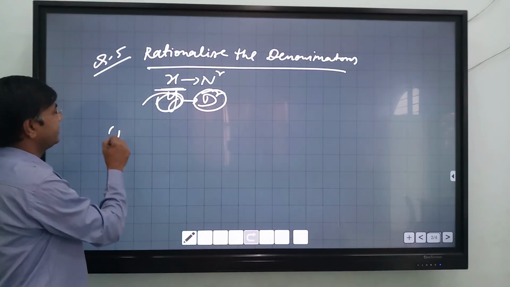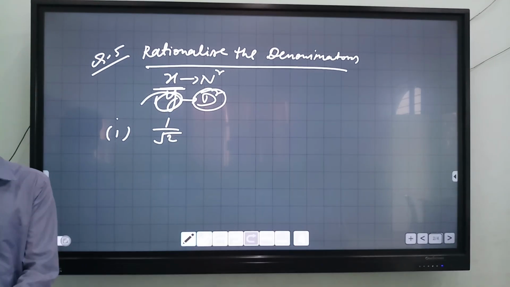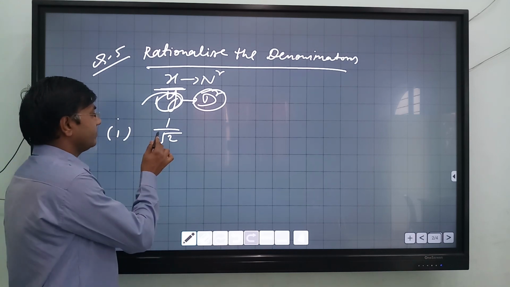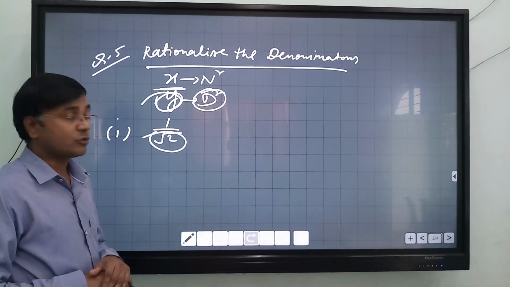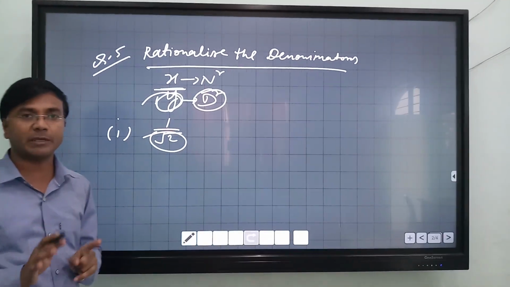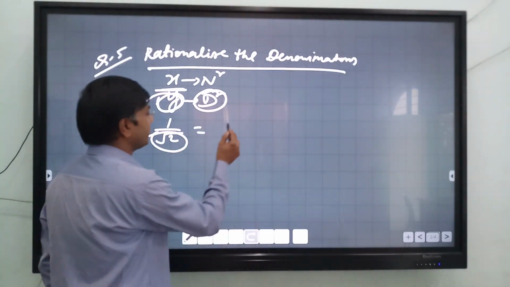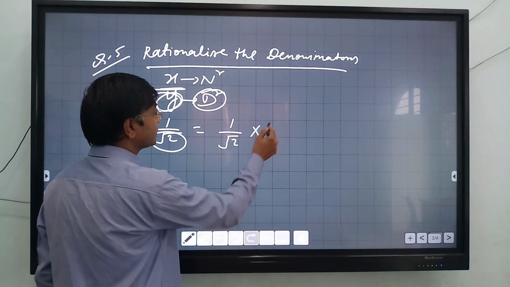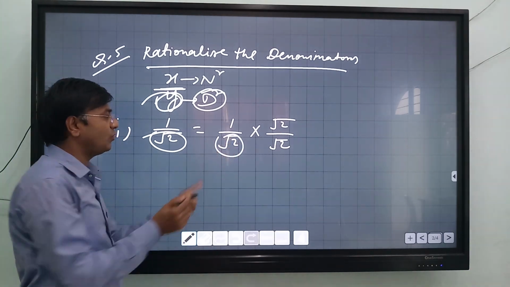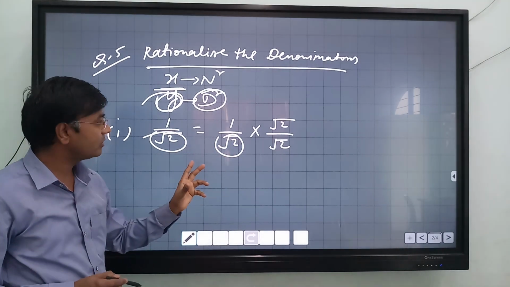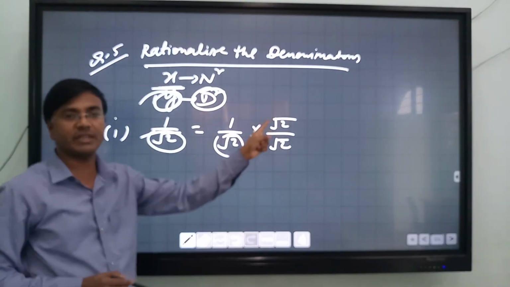See, first part, 1 upon under root 2. So this number is under root 2, that is an irrational number. So we have to rationalize this. To rationalize this, we have to multiply with the same number in numerator and denominator. The same number which is to be rationalized, because this is irrational. So we multiply with the same number in numerator and denominator.